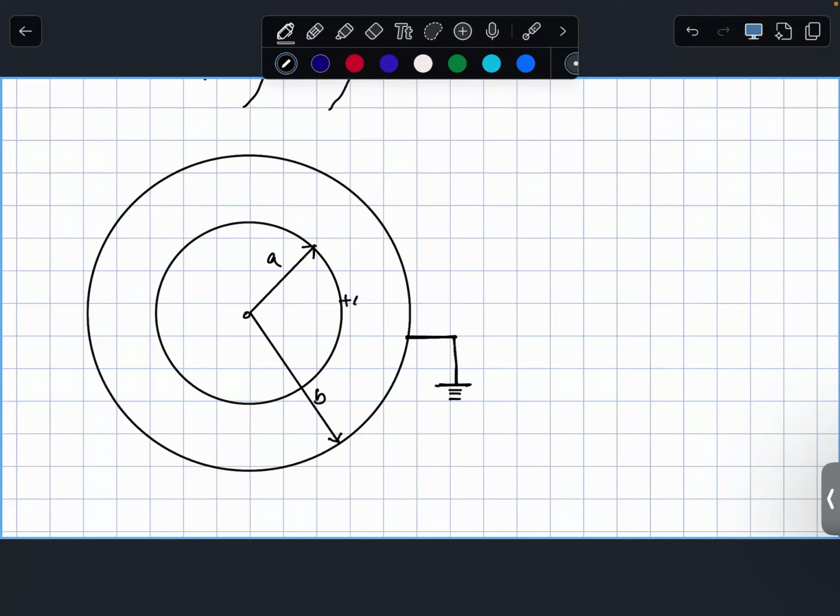Simply what happens is the charge Q1 and minus Q1 is the picture. There is no charge outside. So what is the expression for potential difference? Simple. 1 by 4 pi epsilon naught times Q1 times 1 by A minus 1 by B. That's the potential difference. Are we clear? Next.